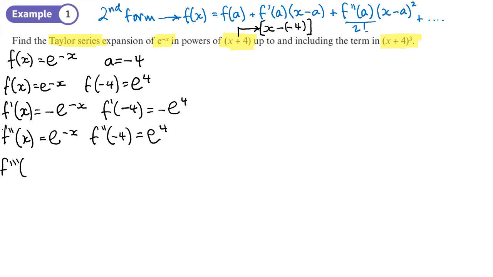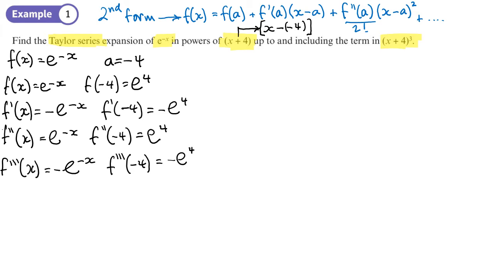And I differentiate the last time, because this will be the coefficient of the x plus 4 all cubed term. So I don't need to go any further. This is minus e to the minus x. Now you can do 3 dashes, or you can put the number 3 here to show that you're finding that third derivative. Whatever you prefer. You may get confused when you're doing lots of dashes, but I'll stick with the dashes. And its value at -4 is going to be minus e to the 4.